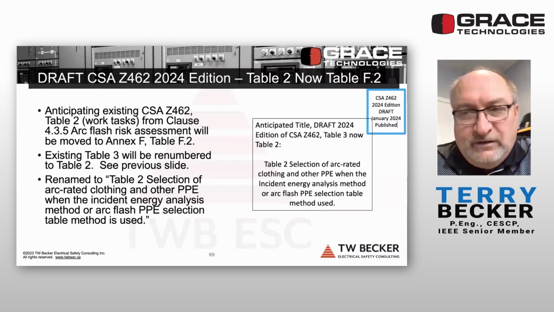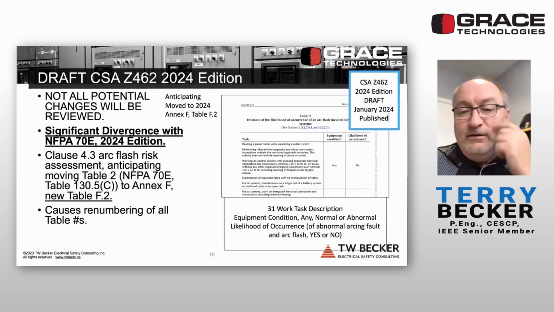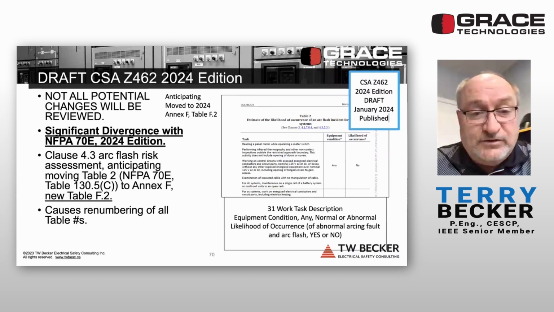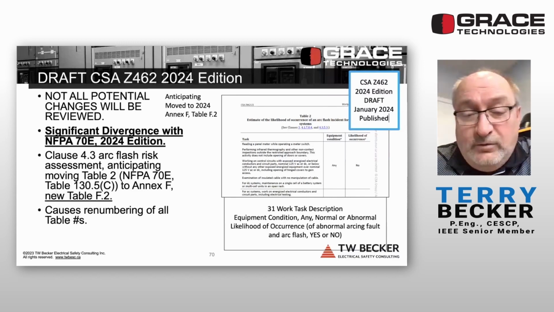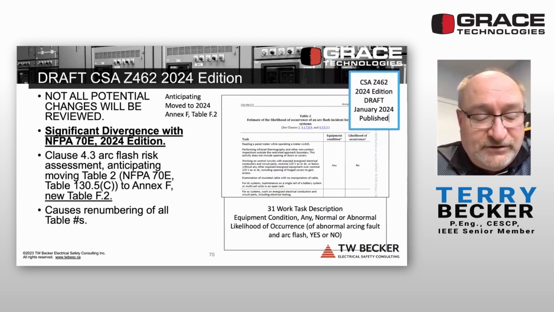It always was valid, even when it is moved to an informative annex. All right, so Table 2 again, 31 work task descriptions in Z462 moving to Annex F will most likely become Table F2 again in the draft CSA Z462 that will be published. So it forces, again, like I say, a renumbering of the tables in the core clauses of Z462.